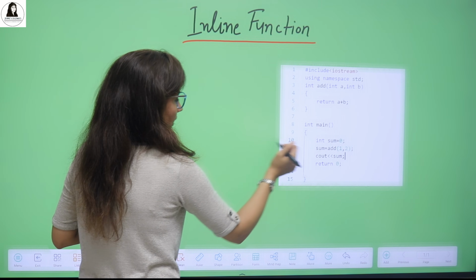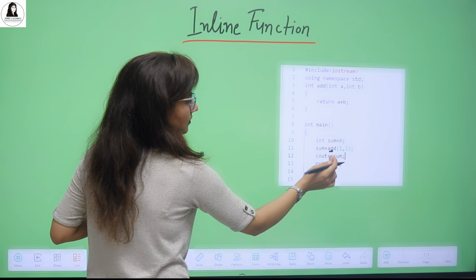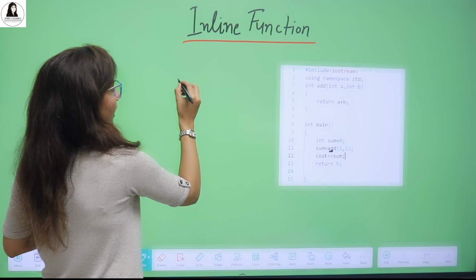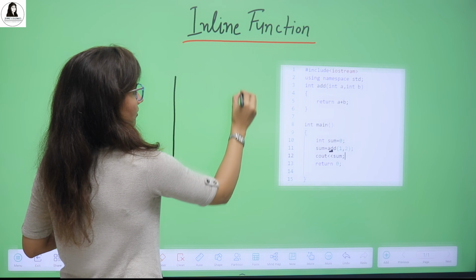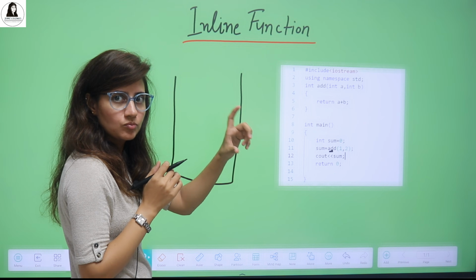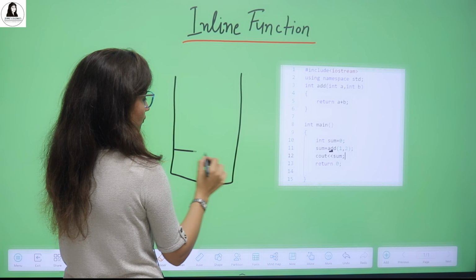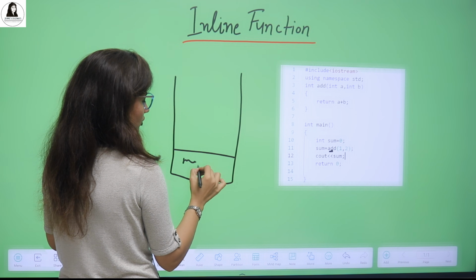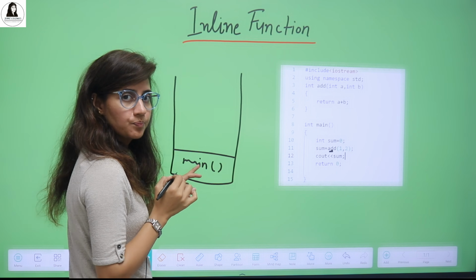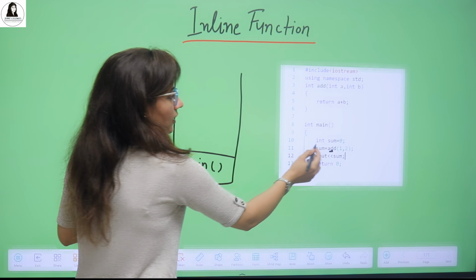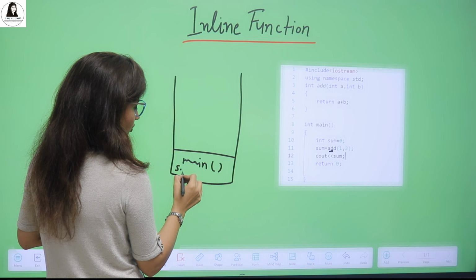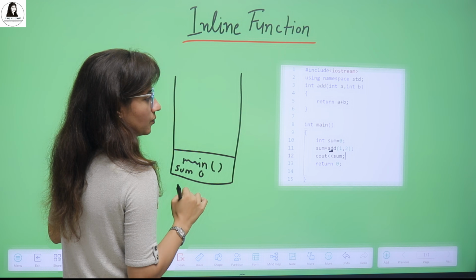When we are calling this function add, the control will go here, and in memory we are dealing with the stack memory only. So there is one activation record for each call. First we have the main function, so for main we have one activation record that will be pushed in the stack. Here we have sum, and sum is 0.